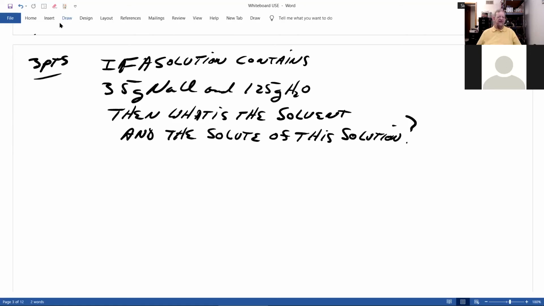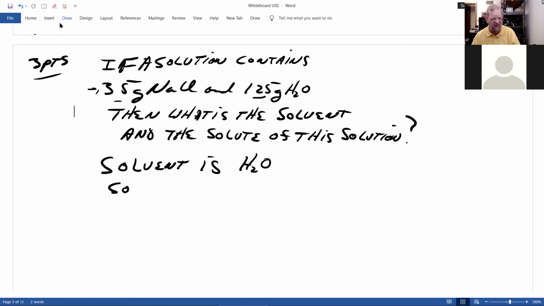And the question is, if a solution contains 35 grams of sodium chloride, table salt, NaCl, and 125 grams of water, then what is the solvent and what is the solute of this solution? Well, how do you do that? The solvent is the component present in the greatest amount. And I hope you all agree 125 is greater than 35. So the solvent is water. And all the other components, in this case, sodium chloride, is the solute.